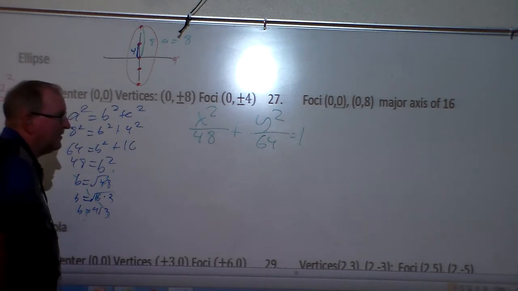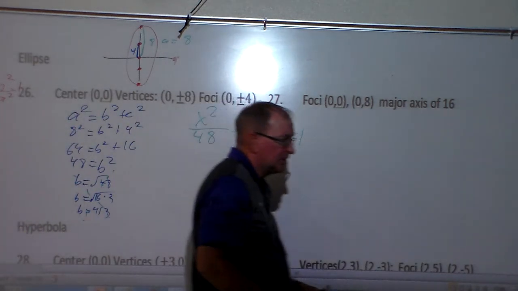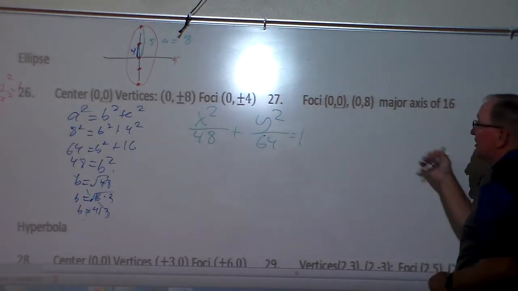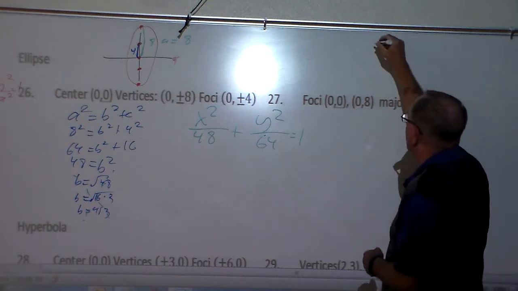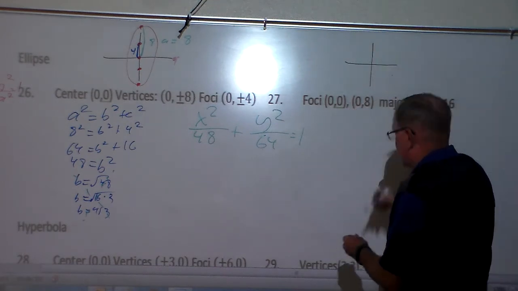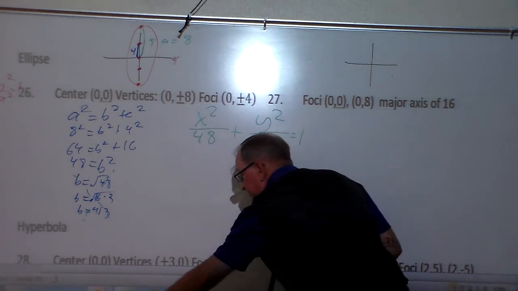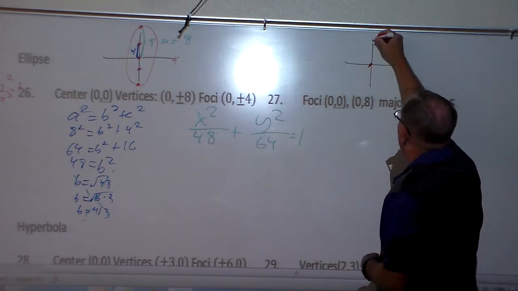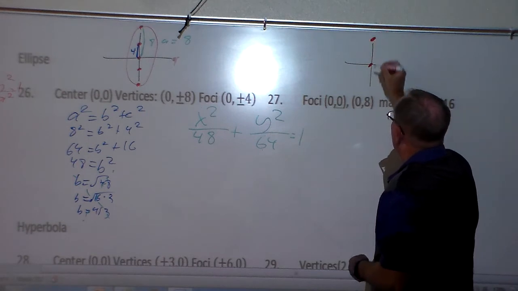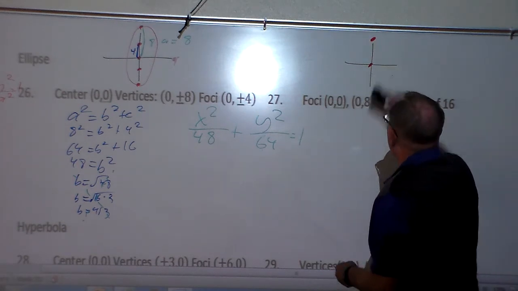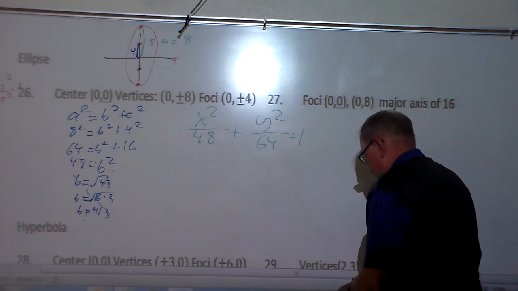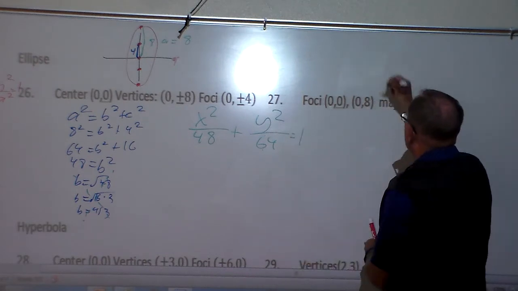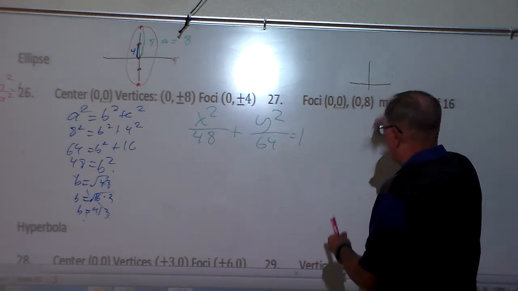Whoa, that was it. So let's come over here to this particular problem. I think it helps to draw little pictures, kind of a graph right here. So we have foci at 0, 0 and 0, 8 up here. Those are the foci. Maybe I should make my graph a little bit lower here. We'll do it right here.